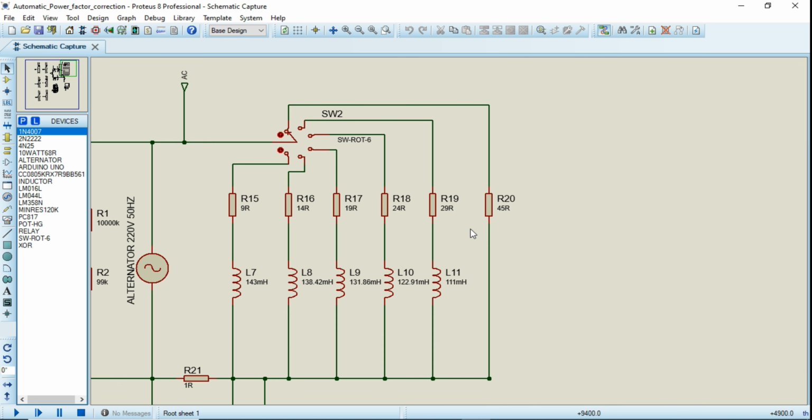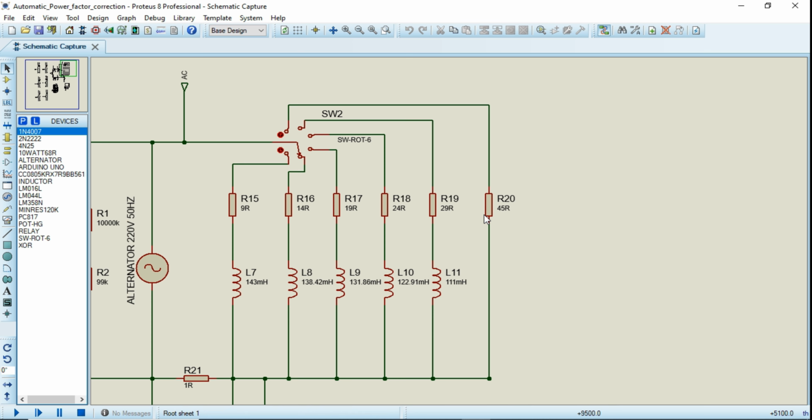We have different loads that are connected across an AC source through this rotary switch. In order to shift load, we have to swap the positions of this rotary switch. At a time, only one source will be connected across this voltage source. This voltage source is acting as a utility connection because it is rated on 220 volt and 50 Hz.